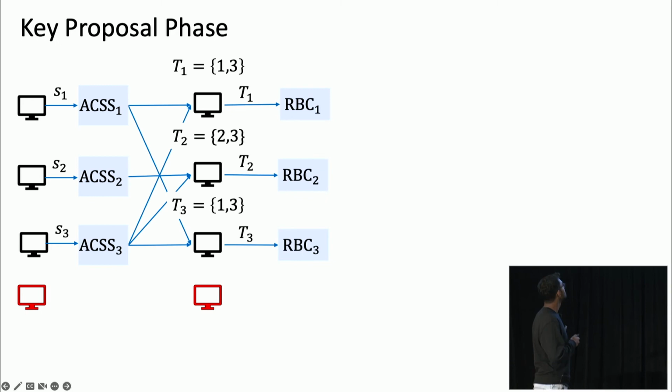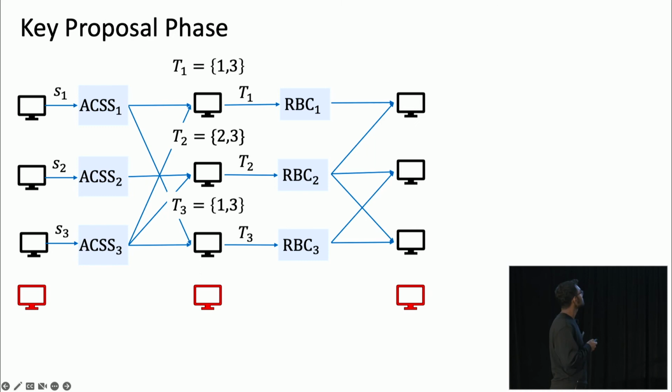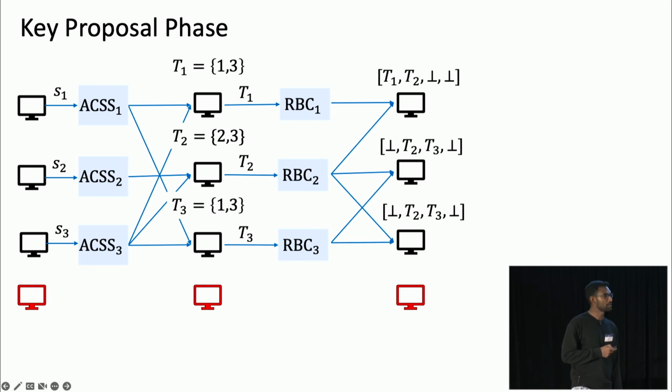OK, next we have the key proposal phase, where each node reliably broadcasts the set of ACSS instances that terminated at that node. So we call this the key proposal phase. Node 1 will reliably broadcast T1, node 2 will broadcast T2, and node 3 will broadcast T3. Again, due to asynchrony, different nodes might see messages in different order, and they might think that different RBCs terminated at them. So node 1 might see only T1 and T2 terminated. Node 2 will see T2, T3 terminated. Node 3 might see T2, T3 terminated. So we still have disagreement here because we didn't run a consensus yet.